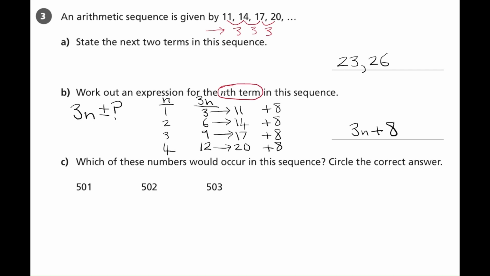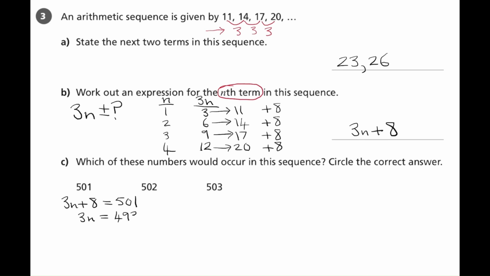Moving on to part C, which of these numbers are in the sequence? Now that we know the nth term is 3n add 8, we use this. So we write 3n add 8, and we find out if it's possible that that might equal the 501. So we have to find n. So we take 8 off both sides of the equation. So we get 3n, and 501 take away 8 gives us 493.